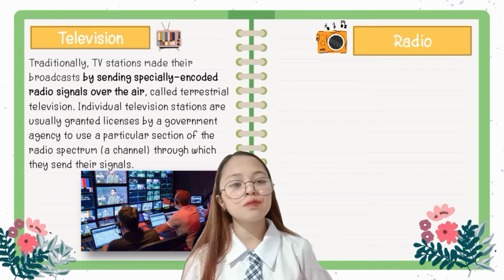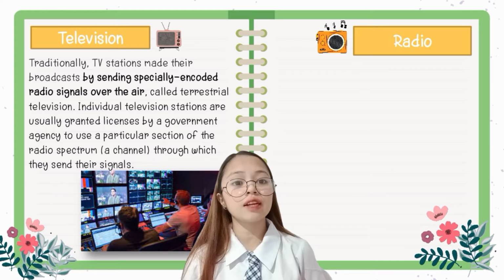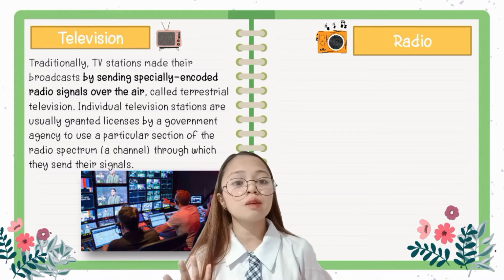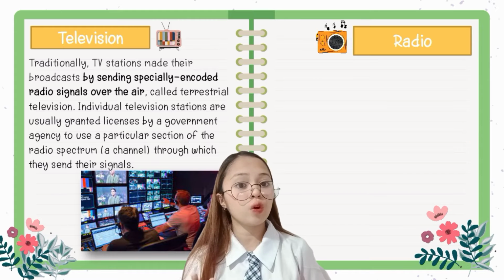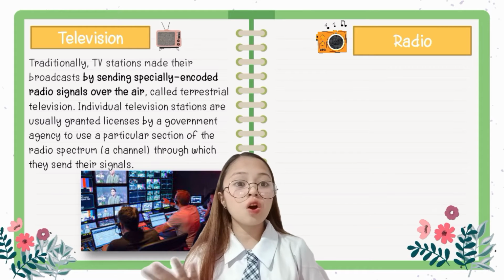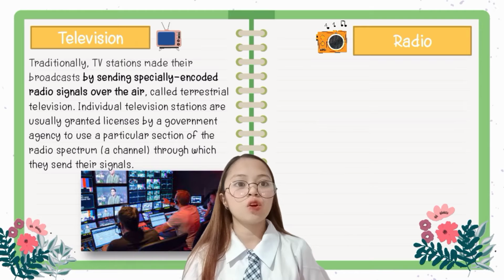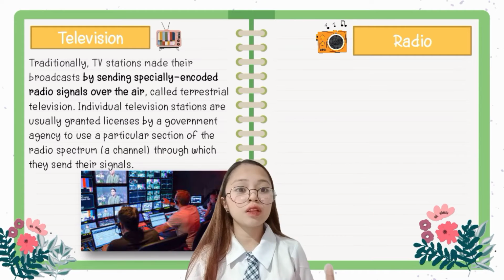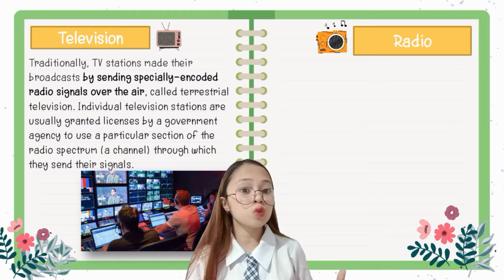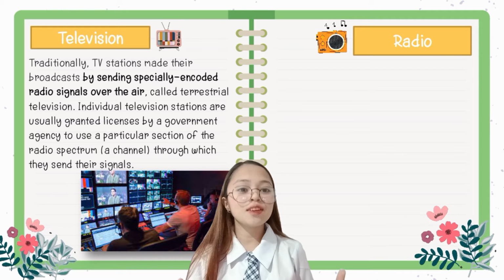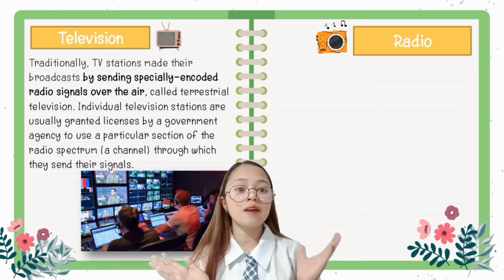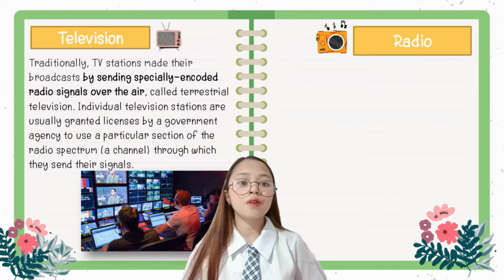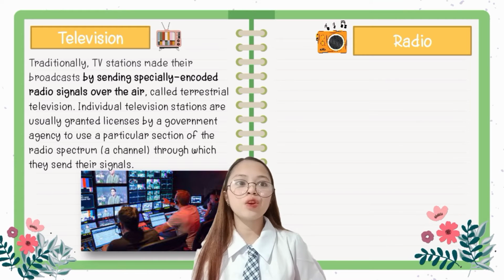So individual television stations are usually granted licenses by a government agency to use a particular section of the radio spectrum. It is commonly known as a channel through which they send their signals. I know that you are familiar with the most known channels in the Philippines, which are ABS-CBN and GMA.